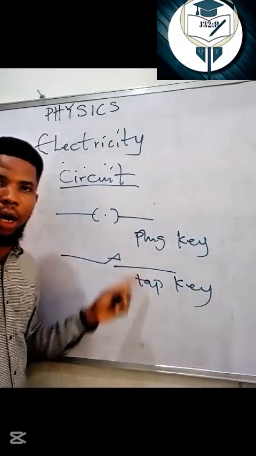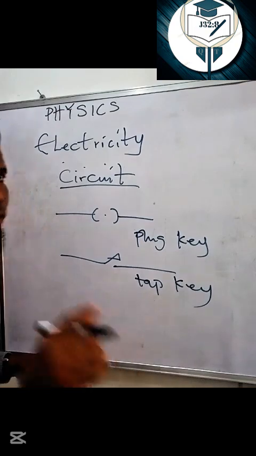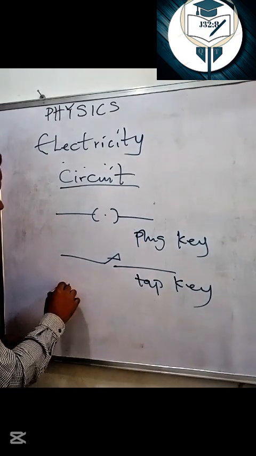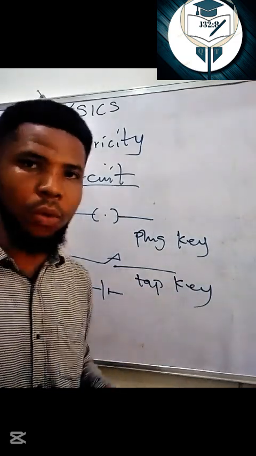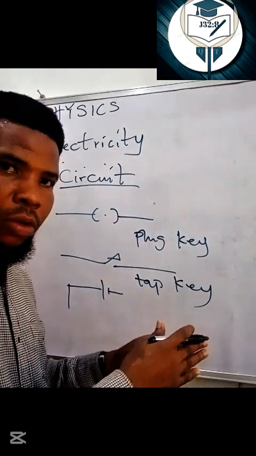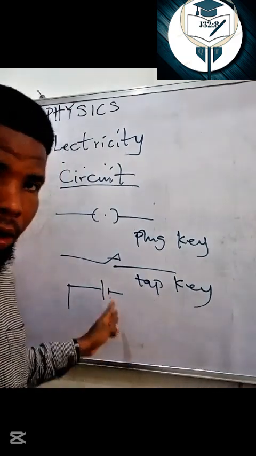So these are symbols of all these things in a what? In a circuit diagram. So let me give you a simple circuit diagram. In the circuit diagram we have a cell or battery. Battery means when we have two cells or more. If you have just one cell like this, it's called a cell. You don't call it a battery.